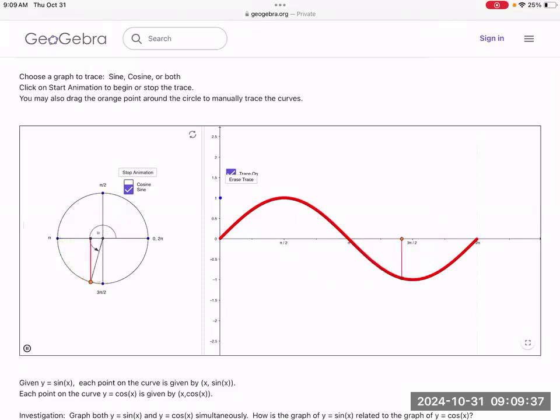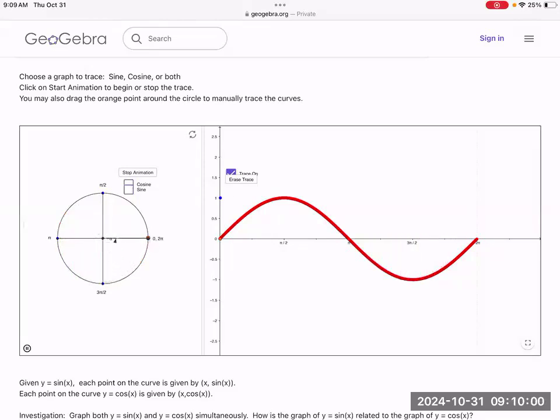So we always start at 0 or 2 pi, and sine is your y value. So we're at 0. We then go up all the way to 1, then 0, then -1, and then back to 0. So these are just plotting all your y coordinate values onto now a coordinate plane.